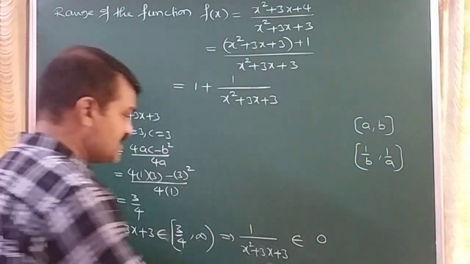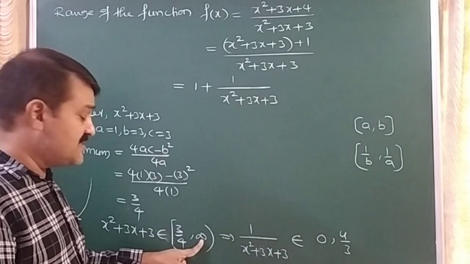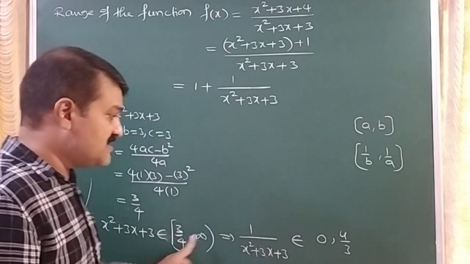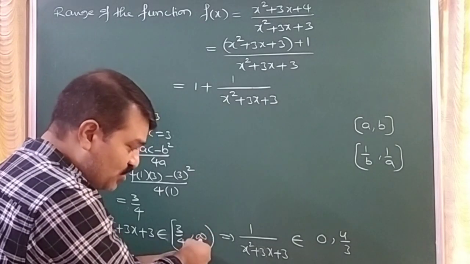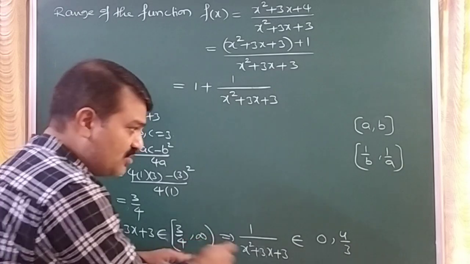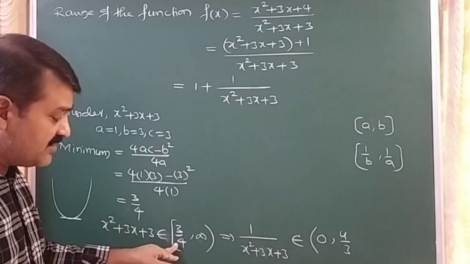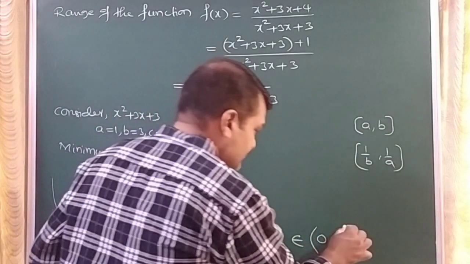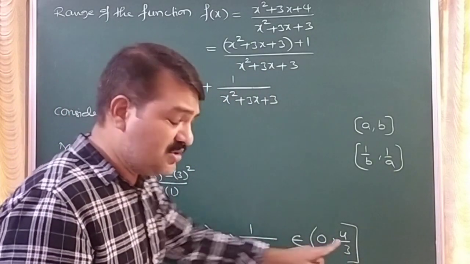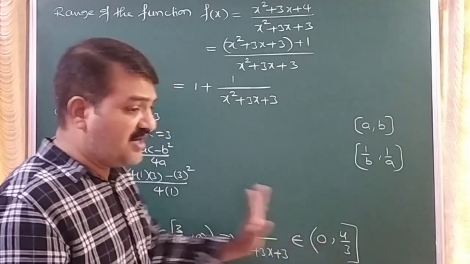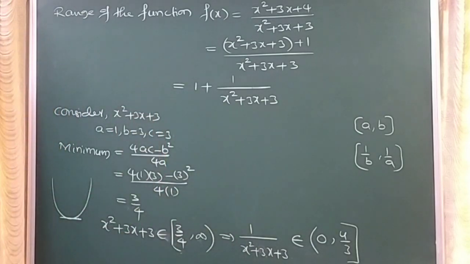What is the reciprocal of this? 4 by 3. Reciprocal of this is 0, reciprocal of this is 4 by 3. This is not included. So the reciprocal of this is 0, no? 0 is not included. The reciprocal of 3 by 4 is 4 by 3, and this is included in the interval. So its reciprocal you should also include. This is not included, its reciprocal also not included. So this is the range of 1 by x square plus 3x plus 3.